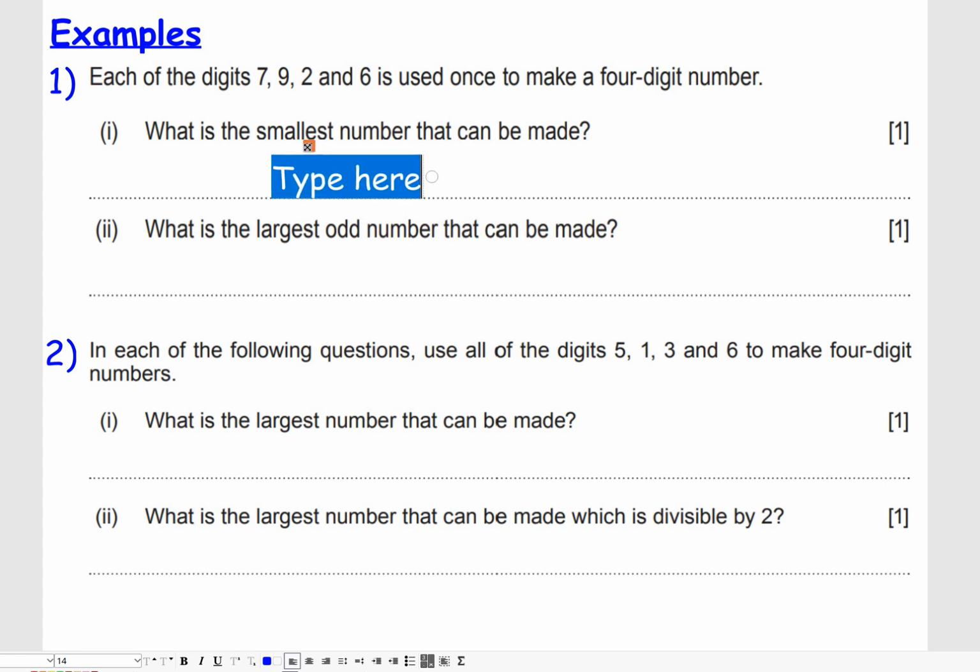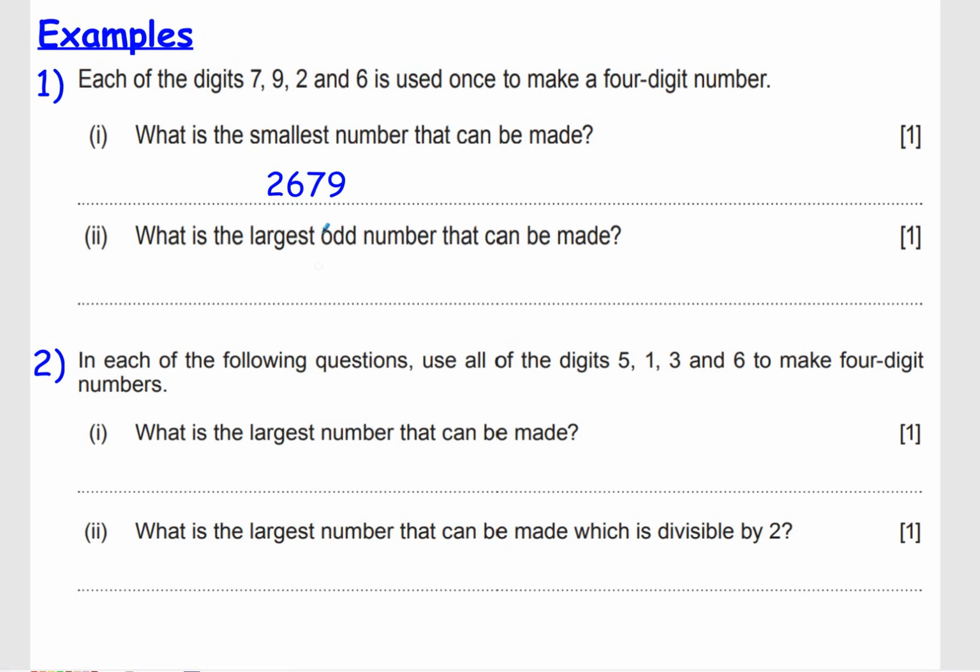Well, to create the smallest number, we're going to have to order the digits from smallest to biggest. So it's 2,679. Next, what is the largest, important here, odd number? Okay, what is the largest odd number that can be made?